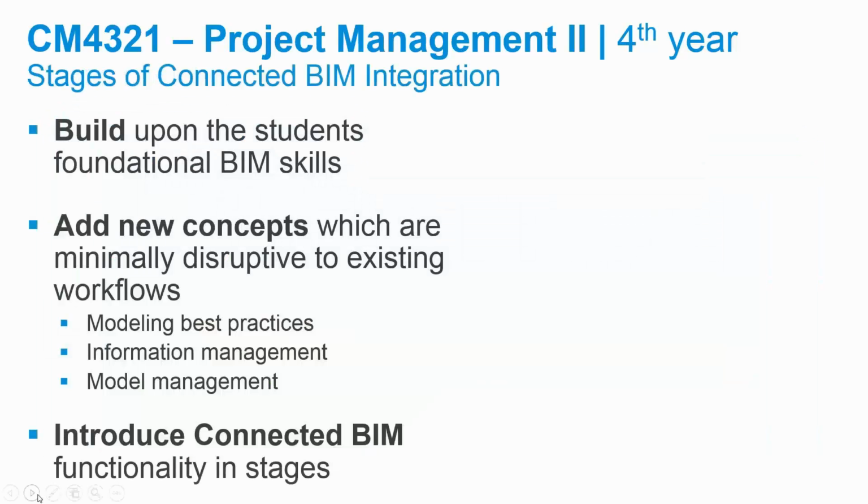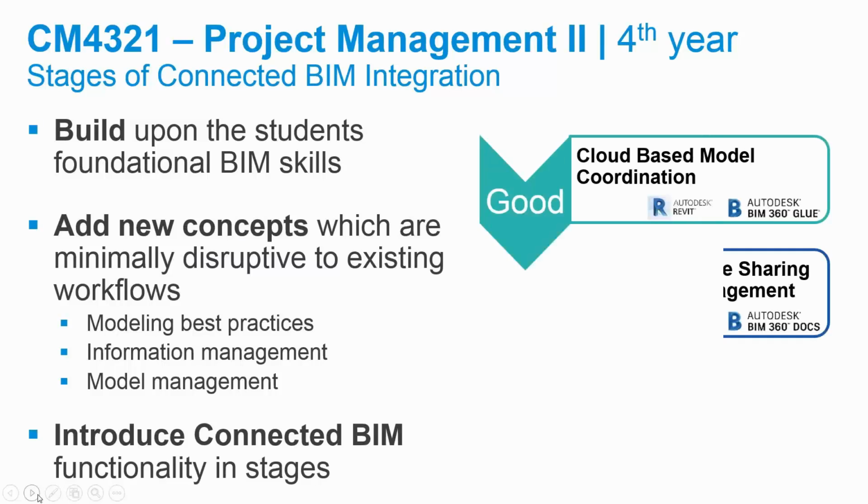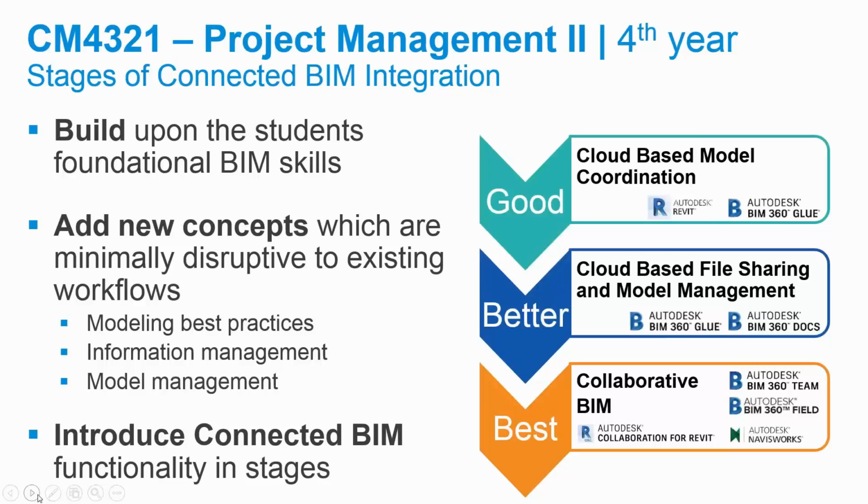The course aims to demonstrate all of these stages of connected BIM. The image on the right side represents 3 stages of connected BIM integration. So first stage is cloud-based model coordination. Second stage is cloud-based file sharing and model management. And the third stage is collaborative BIM, which is the best case scenario of using connected BIM. It happens when all of the BIM and VDC technologies are seamlessly integrated to optimize the workflow and teamwork.